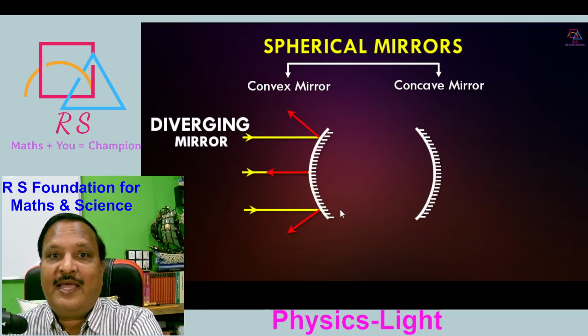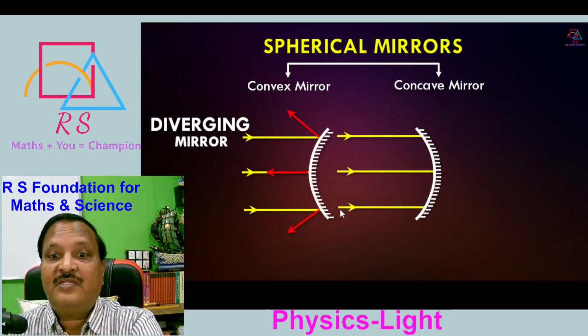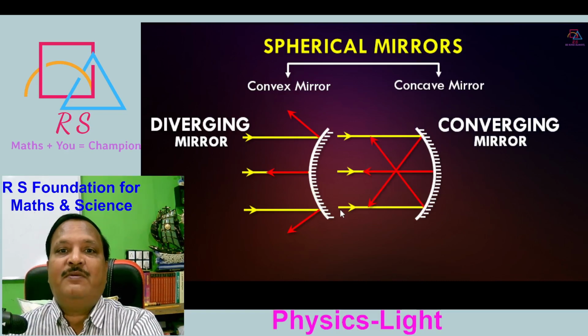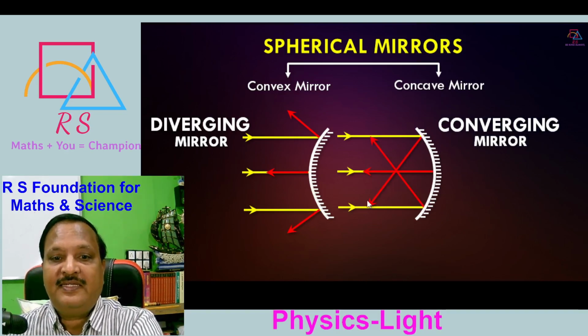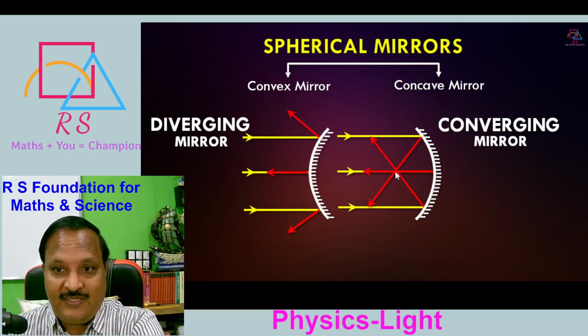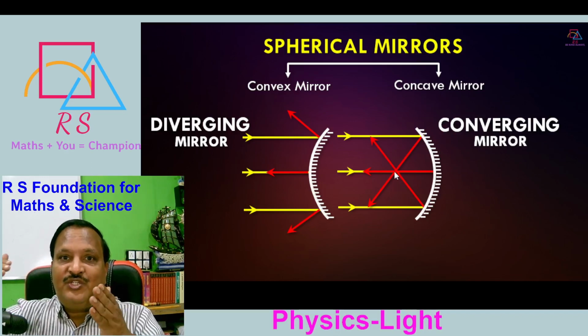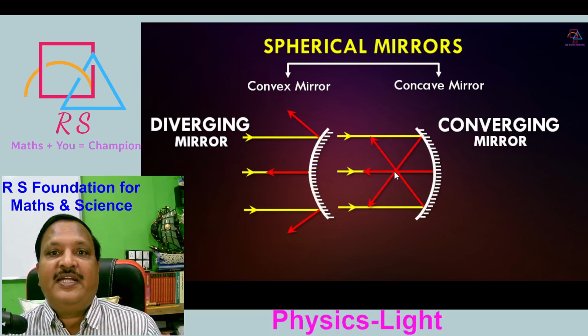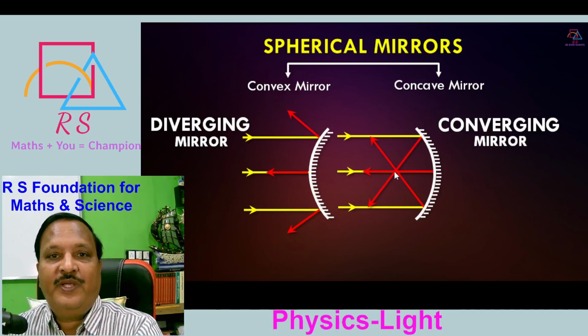Now let us see what happens when a parallel beam of light falls on the concave mirror. Now the parallel beam is falling on the reflecting surface. So then what happened? All the reflected rays will converge at one place. At this place all the rays are passing through. That means they are converging to one point and going in the same direction. So that is why we call this concave mirror a converging mirror also, right?